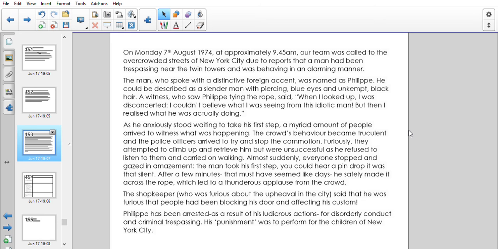The shopkeeper, who was furious about the upheaval in the city, said that he was furious that people had been blocking his door and affecting his custom. Philippe has been arrested as a result of his ludicrous actions for disorderly conduct and criminal trespassing. His punishment was to perform for the children of New York City.